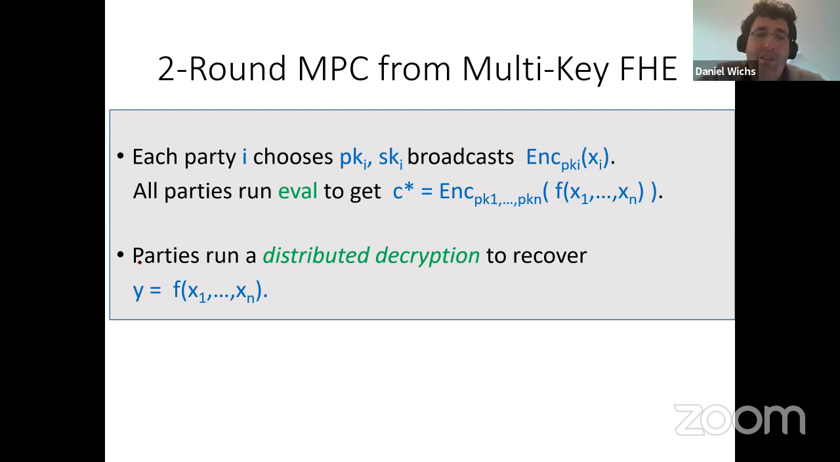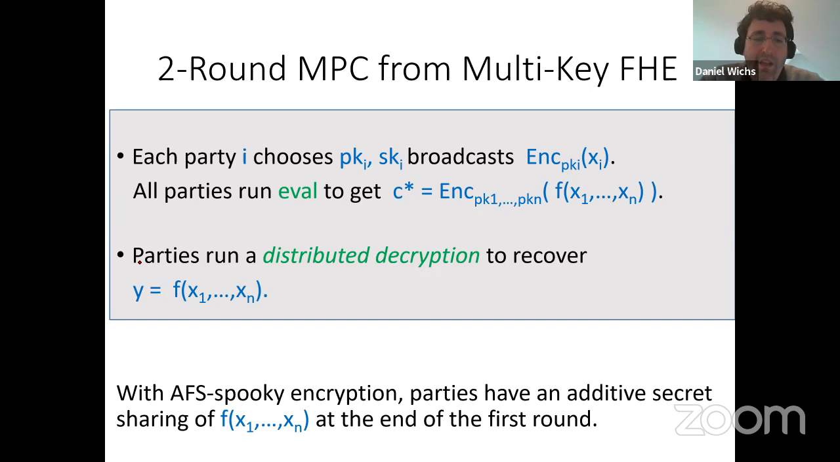So each party sends this partial decryption of C star, and then you use these partial decryptions to recover the output Y. So it gives you an incredibly simple format for a 2-round MPC given a multi-key FHE. And if you have a spooky encryption, you actually get something a little better.